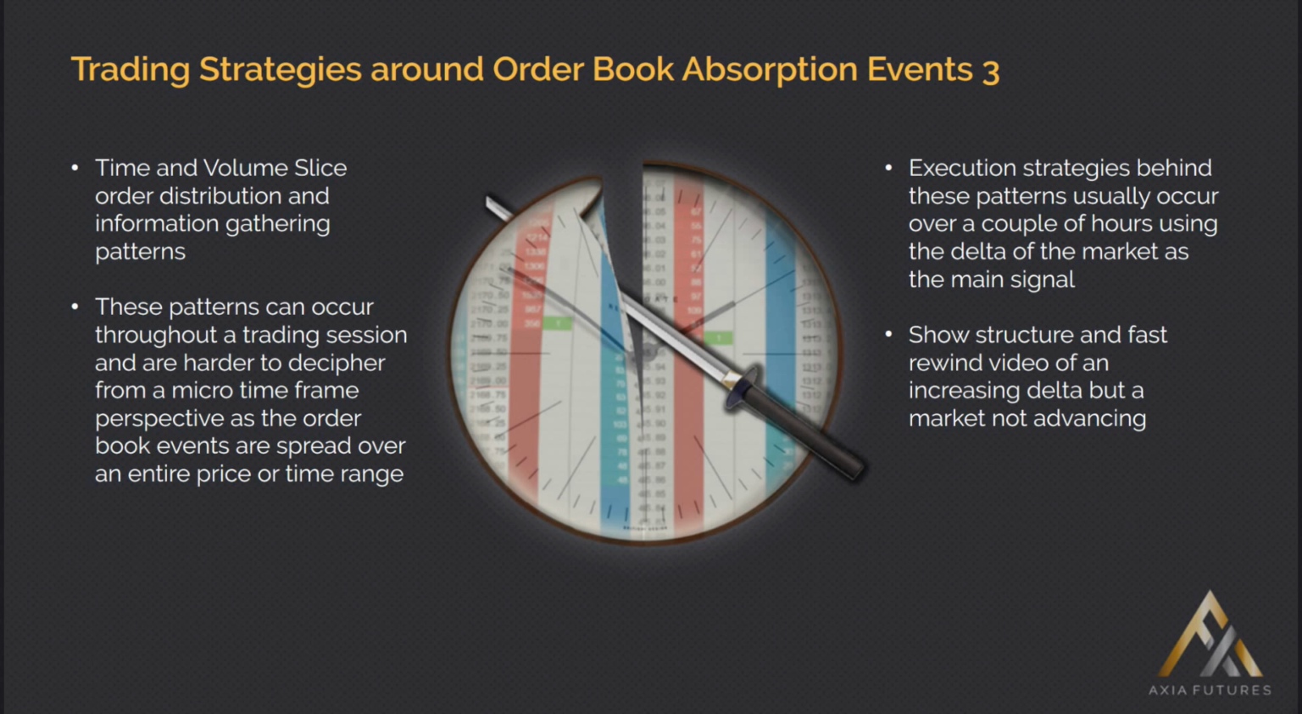So as I've mentioned, these patterns can occur throughout a trading session and are harder to decipher from a micro time frame perspective, as the order book events are spread over an entire price or time range. The time slice order can say, buy me 100,000 contracts every 2 hours, and they use an iceberg to buy those. So it starts becoming a more sophisticated type of algorithm when it's executing those types of orders. These execution strategies behind these patterns usually occur over a couple of hours, and therefore you use the delta of the market as the main signal.